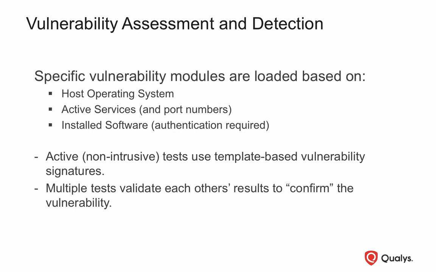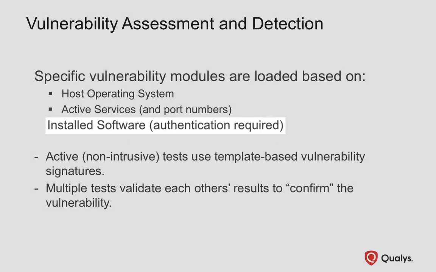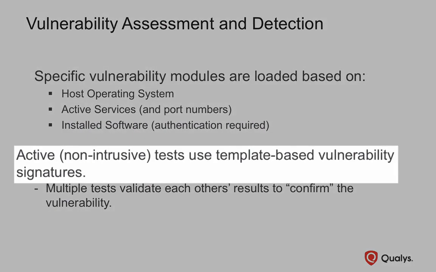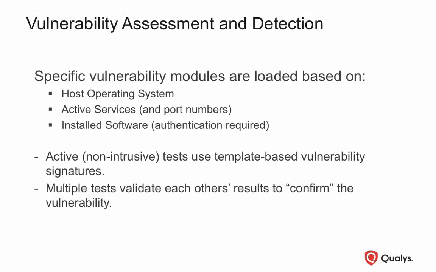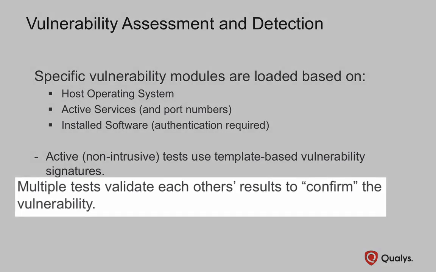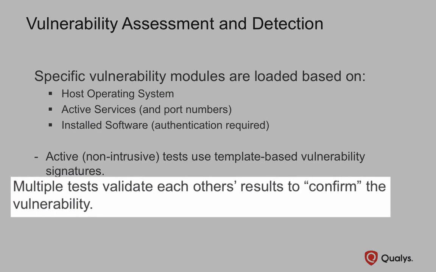Once all of the data collection tasks have been completed, the Vulnerability Management Scanning Engine will have the information it needs to begin selecting the appropriate vulnerability assessment modules for each targeted host. This information includes the host operating system, active services and ports, and the list of installed software applications. Vulnerability assessment modules perform active tests using non-intrusive vulnerability signatures. Some vulnerability assessment modules contain multiple tests, making it possible to compare and validate the collective test results and confirm the presence of a vulnerability.